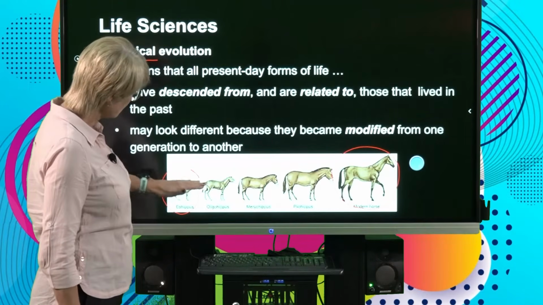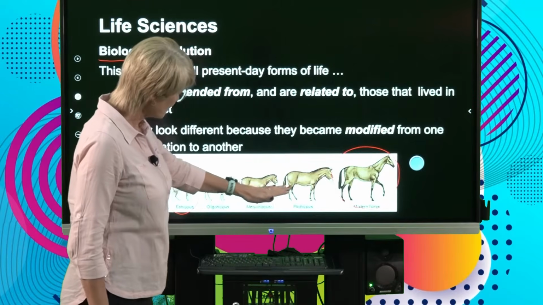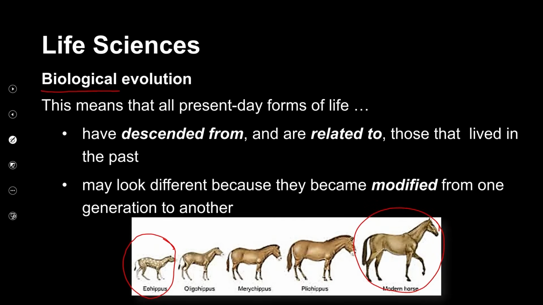As you can see through the diagram here, there are changes. If we have a look at the modern horse over here, we can see how it is different to its earliest ancestor over here. Even though they might not look the same, it is related, and it has evolved through the ages and slightly changed over time to what we know it as today.